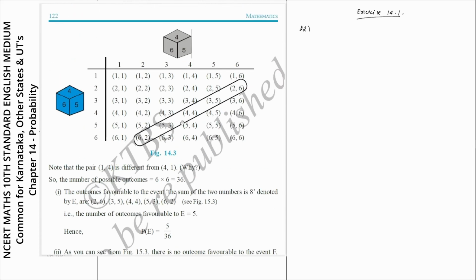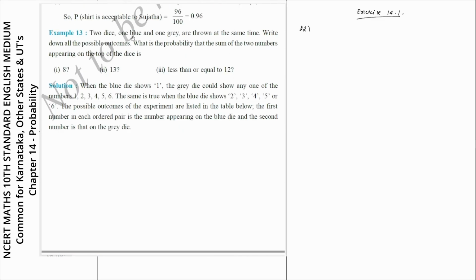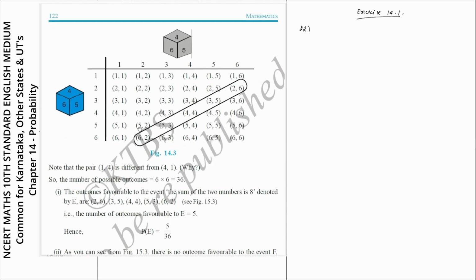So you can see here, two dice, one blue and one gray, are thrown at the same time. This is the blue dice, this is the gray dice, they are thrown simultaneously. So these are the possible outcomes. How can we write it in a simple way?